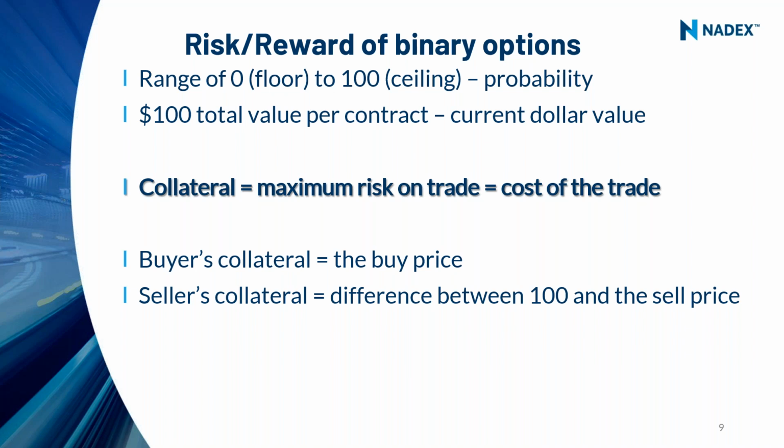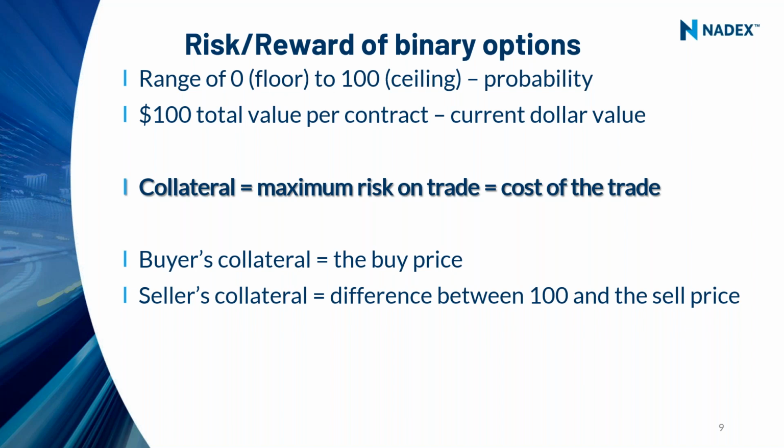And if I'm selling, it's 100 minus the buy price. Now, because a contract's worth $100, if I buy a binary option for 20, I'm going to have to put up $20. There's a 20% chance, so a 1 in 5, at least according to the marketplace, that it will finish above the condition and go to 100, in which case I'm risking 20 to potentially make 80.